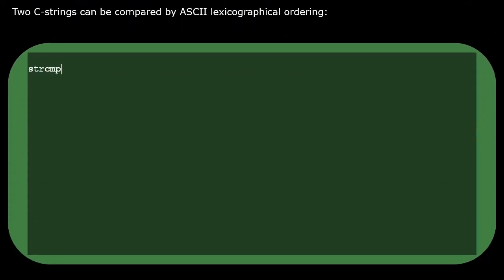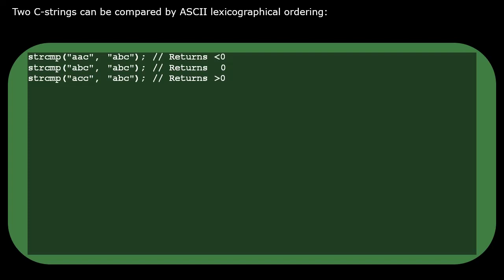Two C strings can be compared by using ASCII's lexicographical ordering. A return value of 0 means that they are equal. Otherwise, the sign of the return value tells you which input string is ordered first.